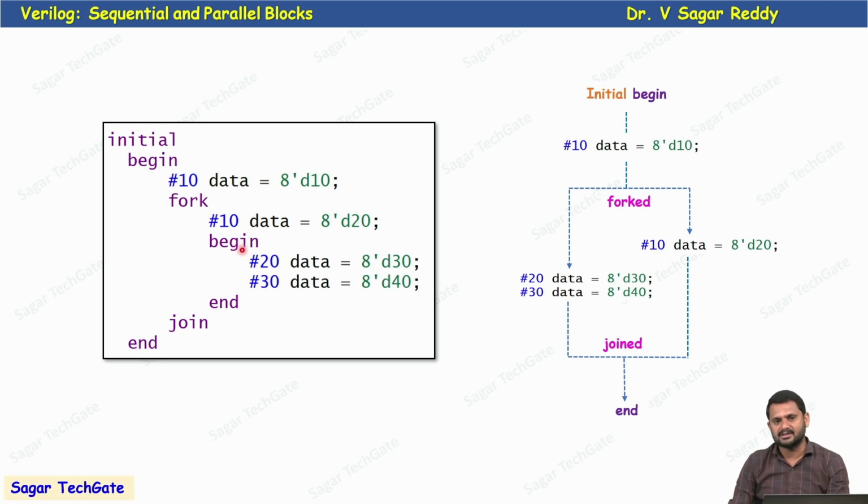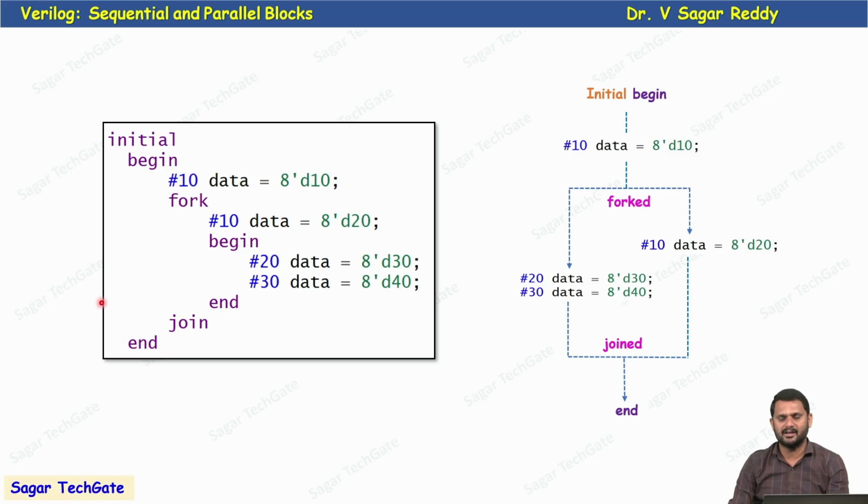So now what happened? We have 2 processes. This is 1 process, the block of statements that execute sequentially, written in begin and end. And this single statement itself is 1 process. This fork join is 2 processes, one this and one this. You can say threads also, right?